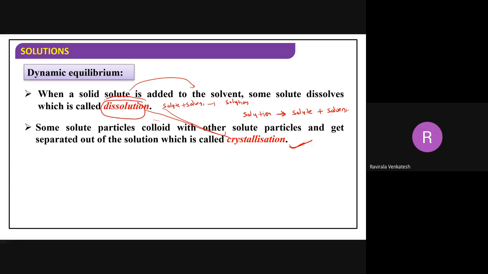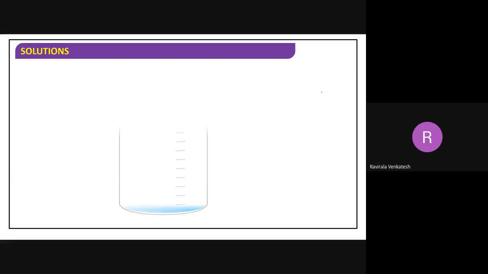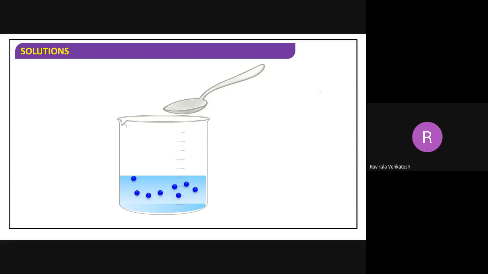Now these two things are taking place simultaneously. That means dissolution and crystallization both are taking place simultaneously in dynamic equilibrium. Formation of solution, formation of solute plus solvent, both are taking place simultaneously. That is nothing but dynamic equilibrium. So here I am adding some salt to the solvent actually. Now dissolution took place here. Some molecules will be there which are unable to dissolve in the water. Now you see, this one is dissolution, and this one is crystallization. Now both are taking place simultaneously.